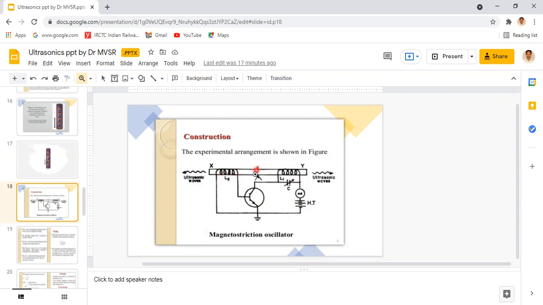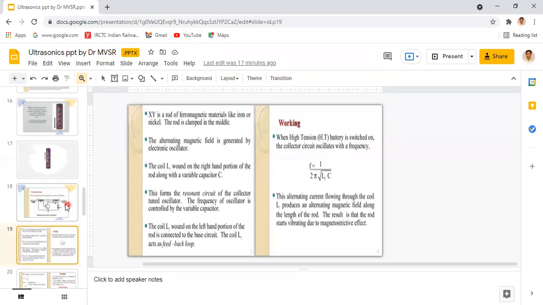This is the construction of the circuit diagram given in this slide. XY is a rod of ferromagnetic material like iron or nickel. The rod is clamped in the middle. The alternating magnetic field is generated by an electronic oscillator, with the coil L1 wound on the right-hand portion of the rod along with the variable capacitor C. This forms the resonant circuit of the collector-tuned oscillator. The frequency of the oscillator is controlled by the variable capacitor.